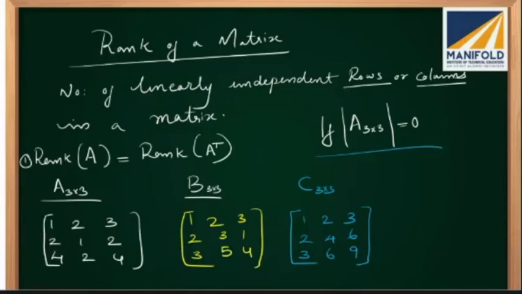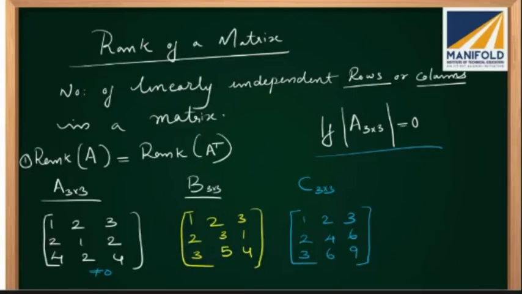You can easily check the determinant of this particular matrix. It will turn out to be non-zero, because 1 into 4 minus 4, that is 0, minus 2 into 8 minus 8, that is 0. Sorry, this is 0. Okay, so rank is 4 to 4.